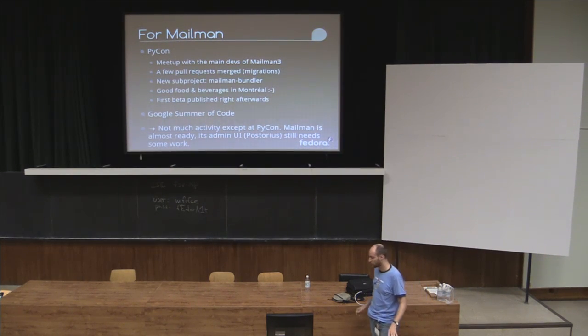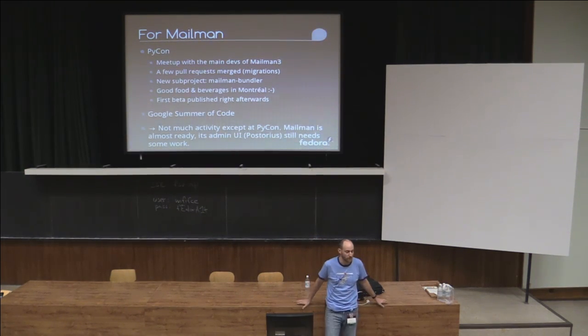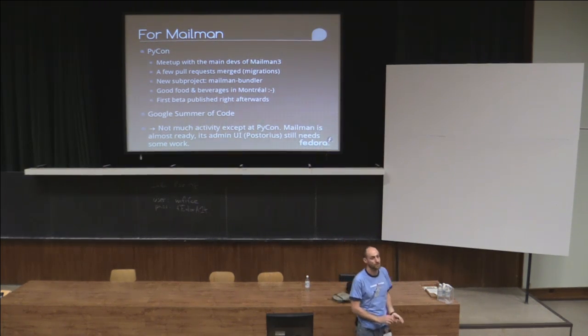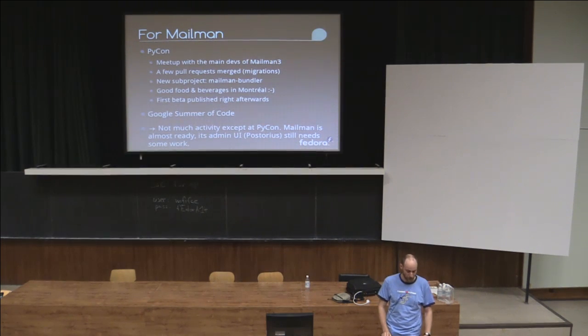So the status of Mailman now is that it's ready. It has a few bugs, but not critical bugs. It works correctly, but the admin UI still has some bugs that need to be fixed and features that are missing. But for the Fedora project, it's not really a big deal because in the infrastructure team we can use the command line interface anyway.